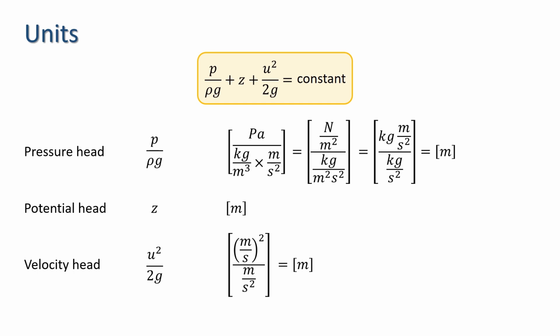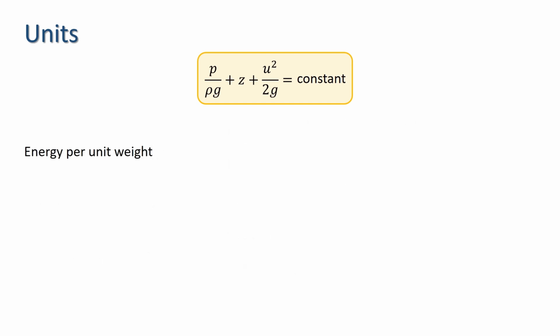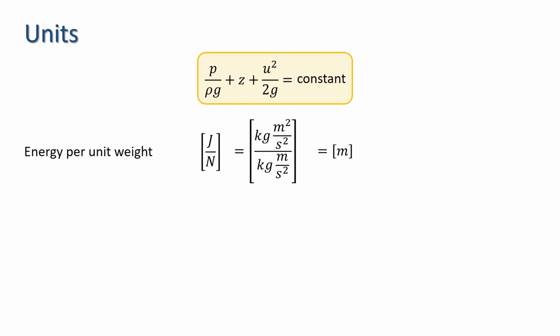It is worth noting that this can be interpreted as energy per unit weight. Let's have a quick look at that. The units of energy per unit weight are joules per newton. Now 1 joule is a kilogram metre squared per second squared, and a newton is a kilogram metre per second squared. So again, this reduces to metres, as we might expect.